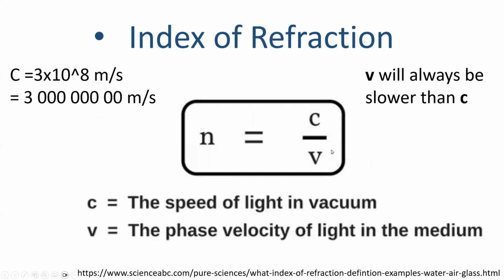So the speed of light through something is always going to be slower than the speed of light in vacuum. Okay, all right.